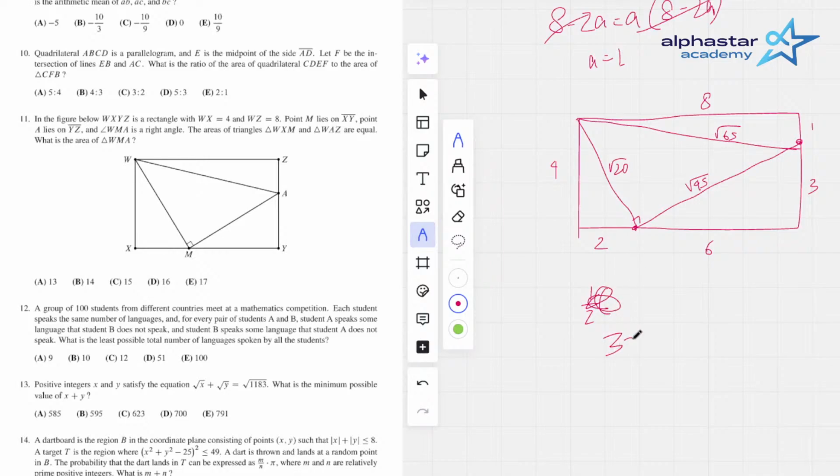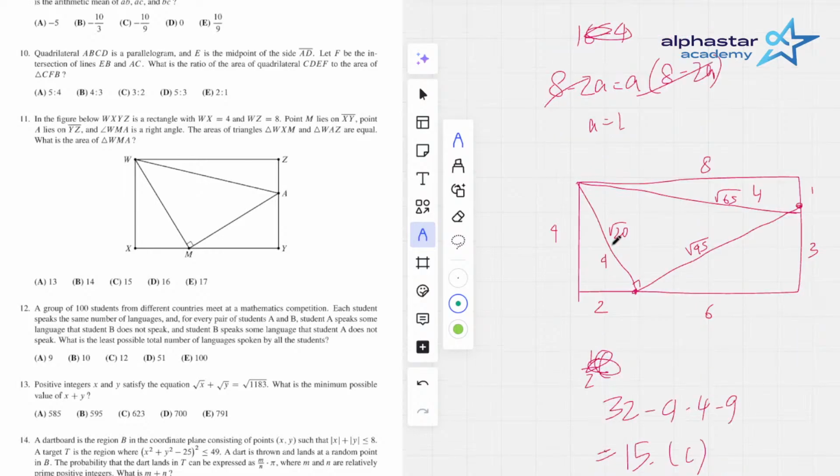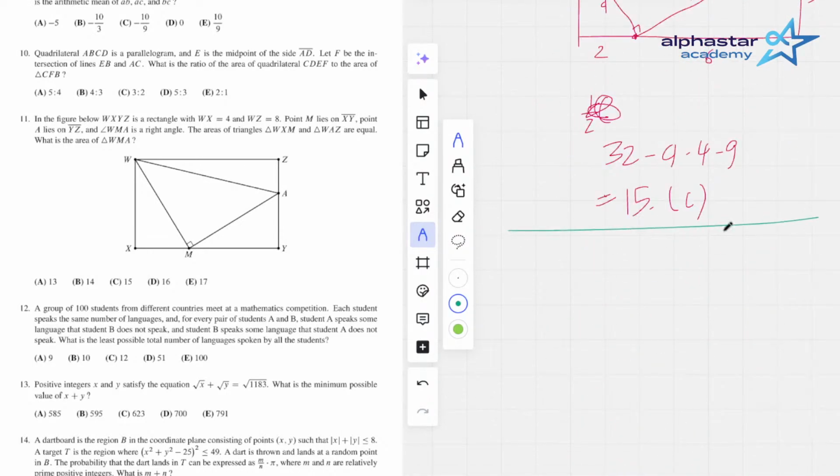And then the area of WMA would be 1/2 of, I guess we could do it by doing 32, which is the area of the entire rectangle, minus the areas of 4 and 9 of the bottom right. So that would give us 15. And that is answer C. And that was number 11.